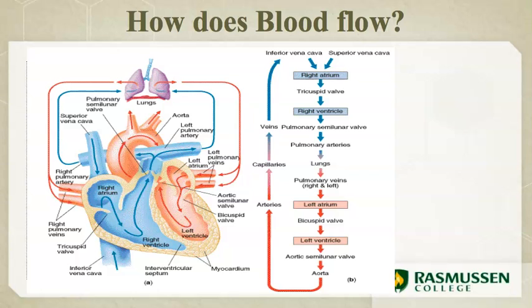First, blood from the body enters the right side of the heart through 2 large veins, either the superior vena cava or the inferior vena cava. The superior vena cava brings blood from the head and the upper chest, and the inferior vena cava brings blood from below the heart. The right atrium receives the blood delivered to the heart from the body. From the right atrium, the heart pumps the blood through a valve into the right ventricle. That valve connects the right atrium to the right ventricle, and that is called the tricuspid valve.